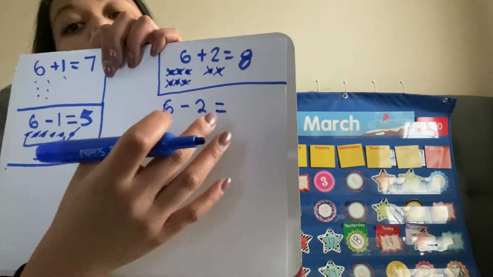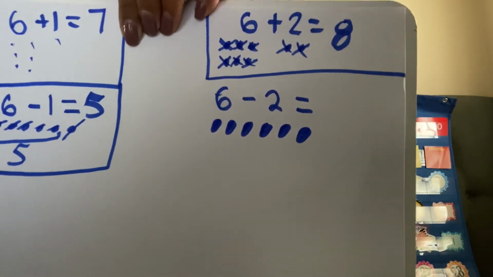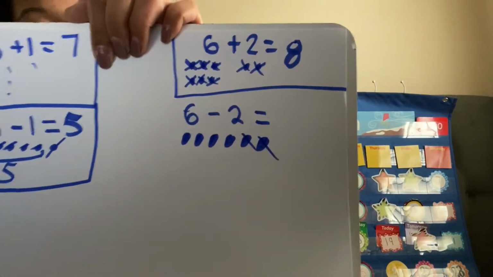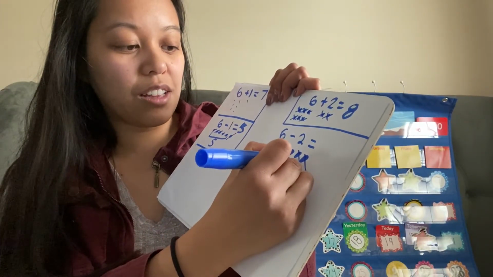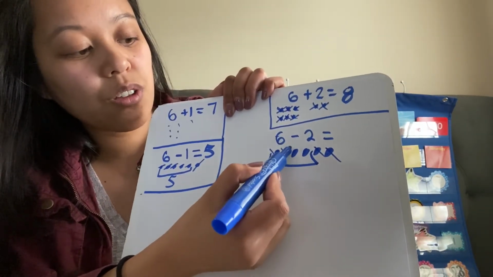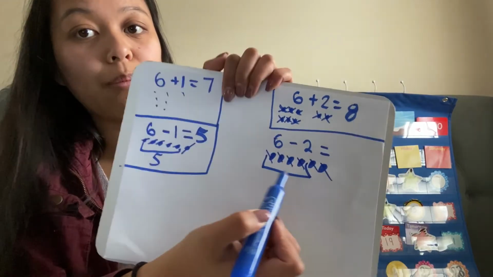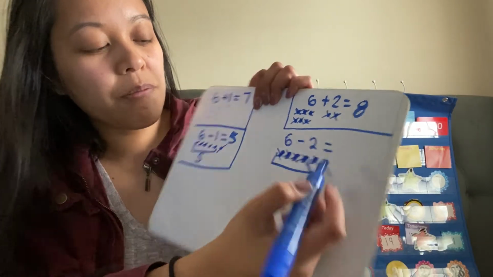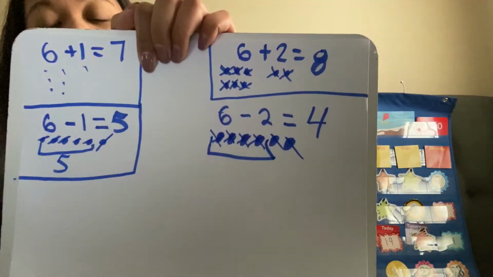So again, I'm going to draw 6 dots underneath, and then we're going to just cross out 2 because we're taking away. So I have my 6 dots right there, and then I'm going to cross out 2. So 1, 2. And then I'm going to count how many I have left right here. So count with me, Rocketeers. 1, 2, 3, 4. Again, I'm going to check my work, so I'm going to cross the other way. 1, 2, 3, 4. And I know that my answer is 4.